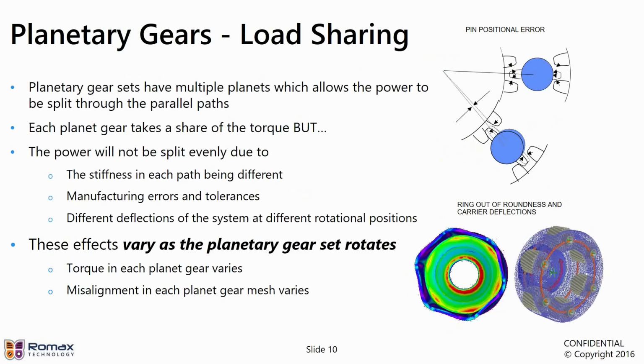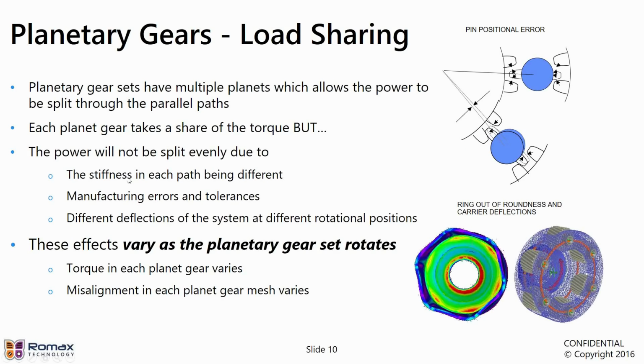One particularly important property of planetary gears is load sharing. So the torque is split between each of the planet gears when the system is under load and turning. In an ideal world, the torque in each gear and the power going through each planet gear would be the same. In reality, there are things that mean that isn't true.